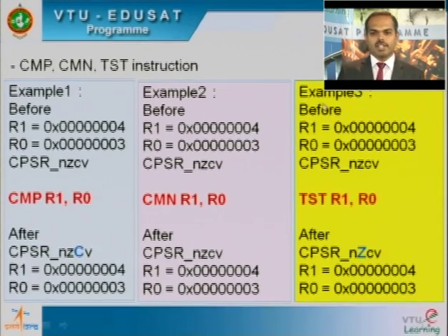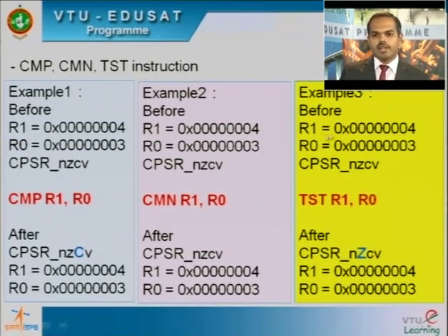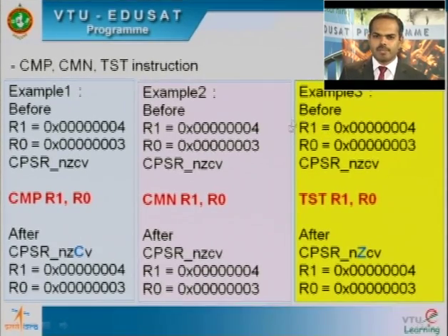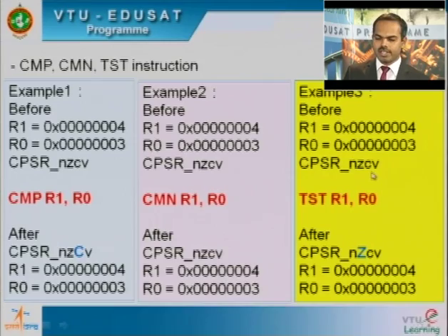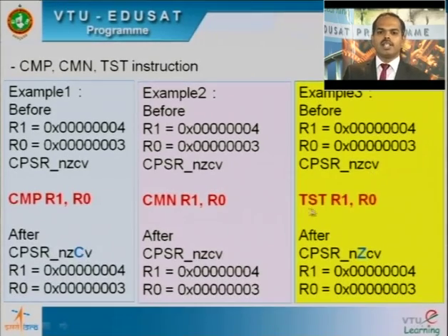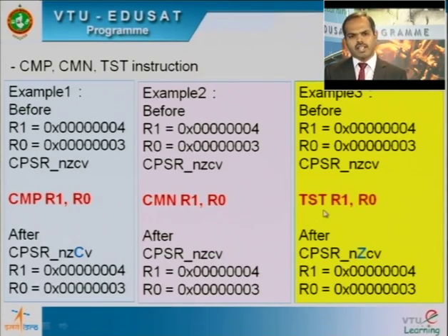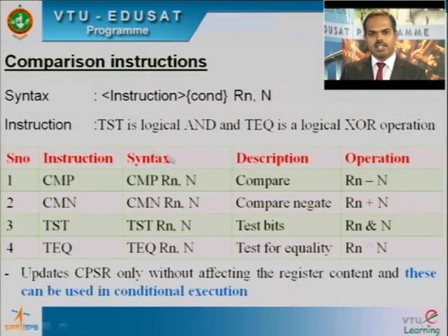Look at example 3. Example 3 is for the TST instruction. R1 is the same as in the previous example. R1 and R0 contents are 4 and 3. CPSR flags by default are all zeros. NZCV flags are zeros. TST R1, R0.